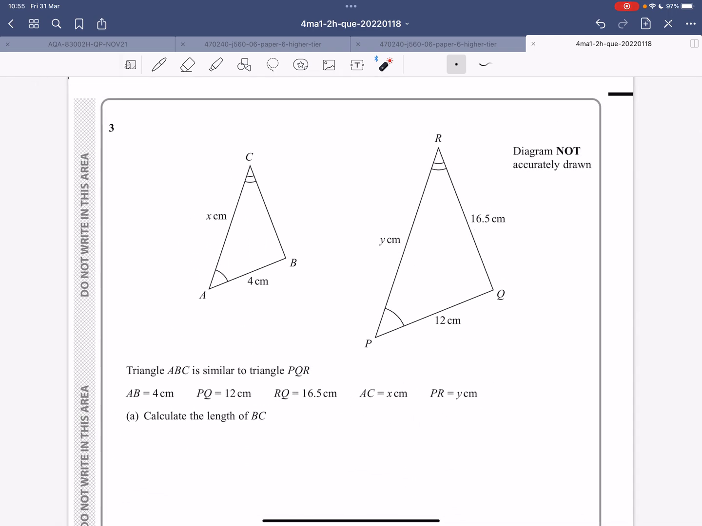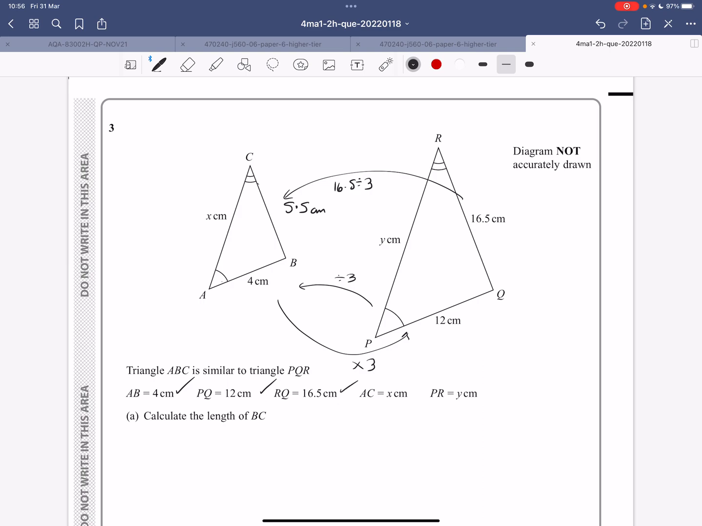Number 3, triangle ABC is similar to triangle PQR. AB is 4, PQ is 12. Similar means that one's an enlargement of the other, so we times 3 that way, divide by 3 if we go that way. R to Q is 16.5. Okay, calculate the length of BC. So if RQ is 16.5, that means that BC, look, these angles match up here. So BC, that's going to be 5.5, because it's 16.5 divided by 3.